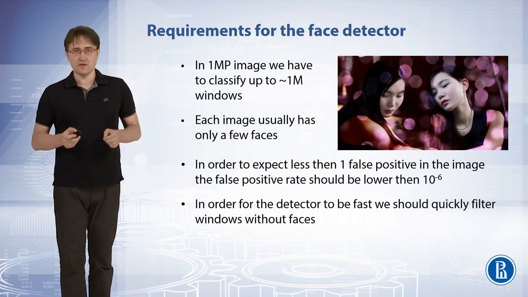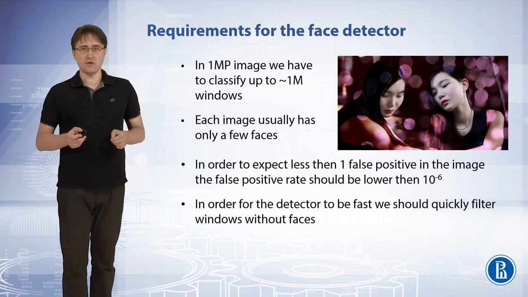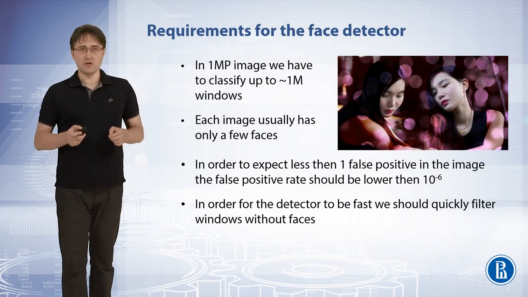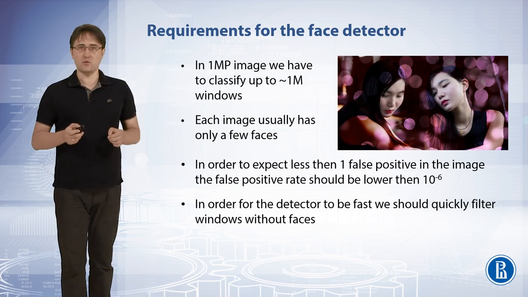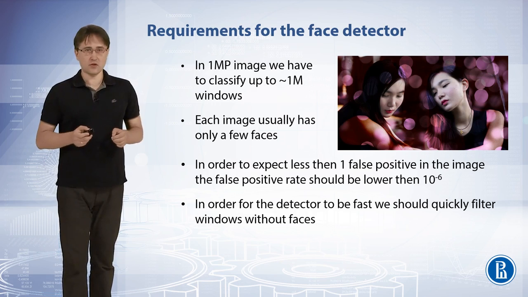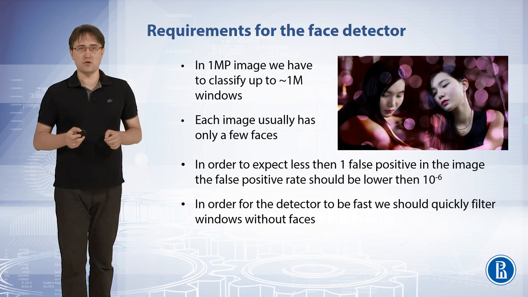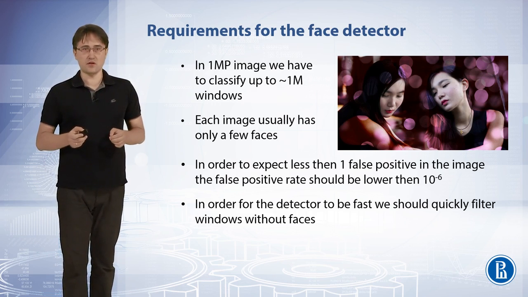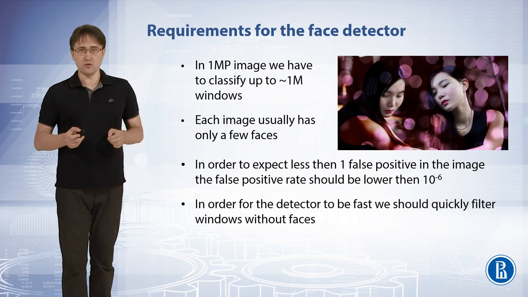In object detection with sliding windows, the number of positive windows is several orders of magnitude lower than the number of background windows. For example, if we apply a face detector to a 1 megapixel image, we have to classify approximately 1 million windows. In order to expect less than one false positive in the image, the false positive rate should be lower than 10 to the power of -6. In order for the detector to be fast, we should quickly reject windows without faces.